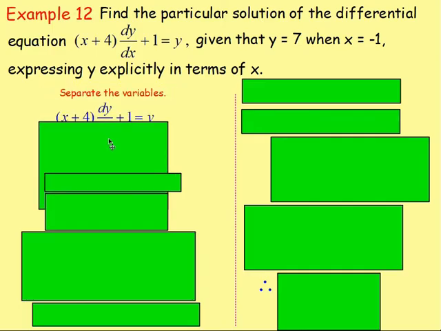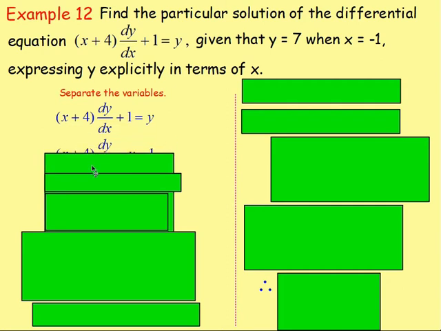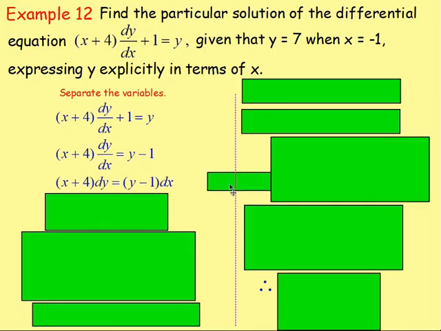So, separating the variables, we are starting off with this. Undo anything you add or subtract. So, subtract 1 from both sides. That just makes this easier. From there, you can see we've got x's on this side, but we've got y's as well. So we still need to rearrange that. What I would do, first of all, is just multiply both sides by dx. Therefore, you'd have x plus 4 dy equals y take away 1 dx.